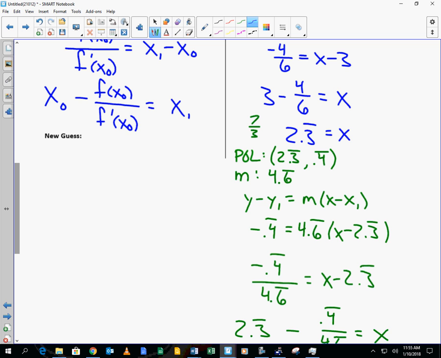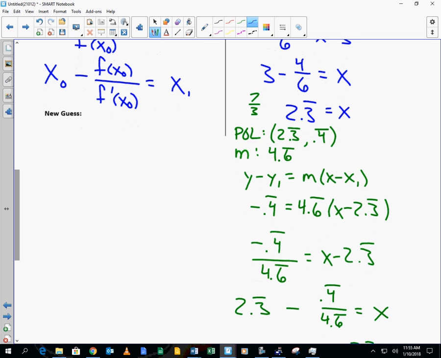Do you see the connection? I asked you guys where these pieces come from. You said, well, that's your guess. That's the function evaluated at your guess. And that's the derivative evaluated at your guess, right? Now, that's one way to write Newton's method as a formula. Here's another way that people write it. They say, if you want to know the next guess, you take the previous guess minus f of x sub n divided by f prime of x sub n.